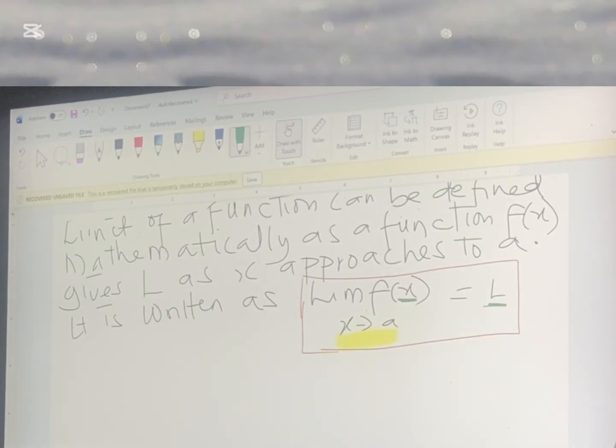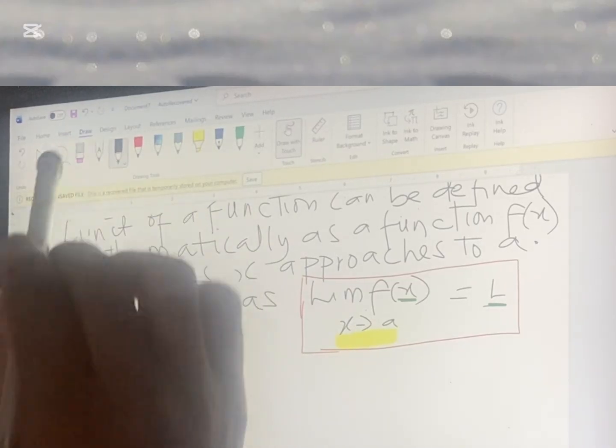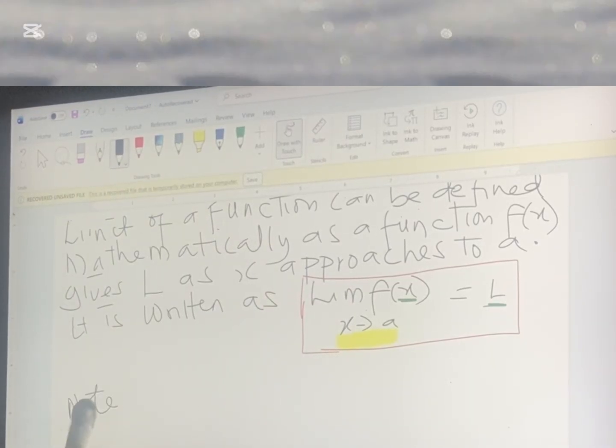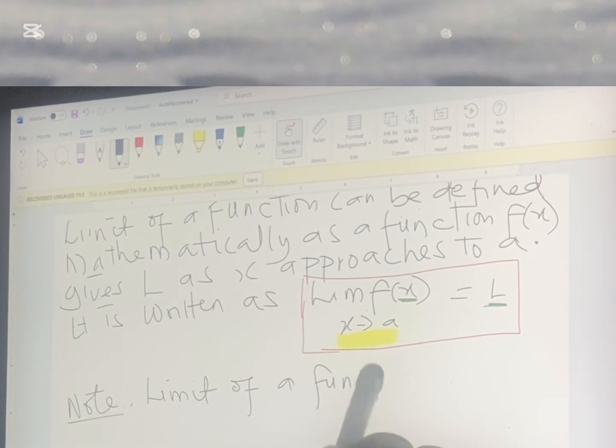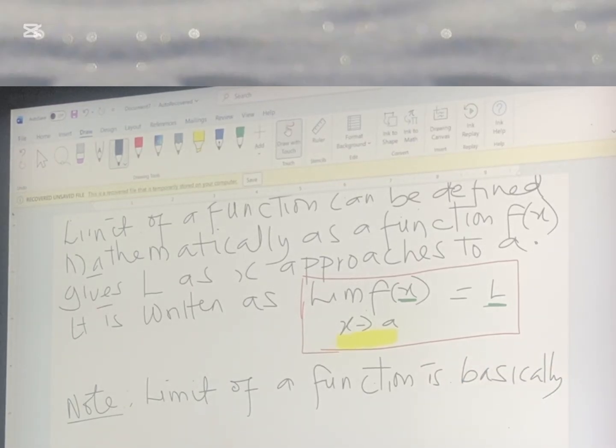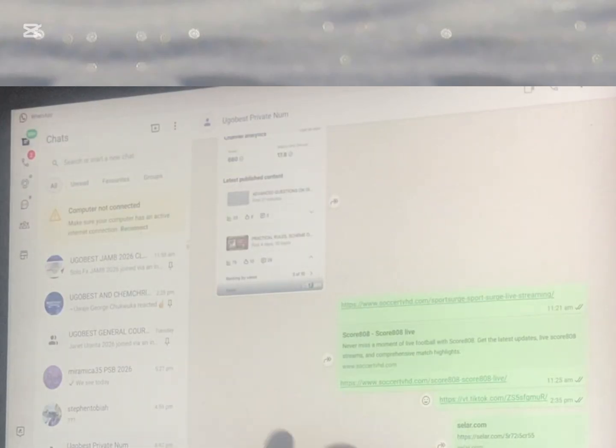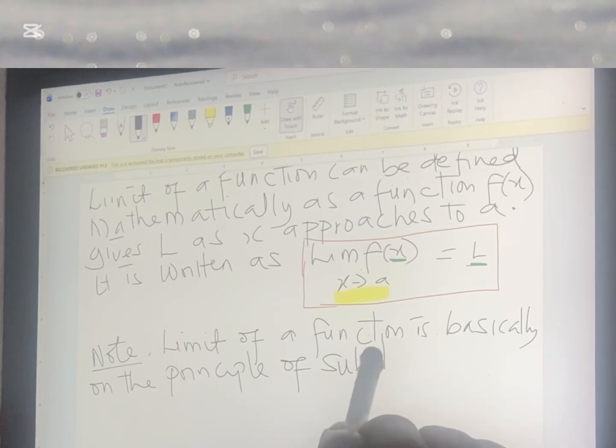But before we solve any question here, please write a note. Note that limit of a function is basically on the principle of substitution.